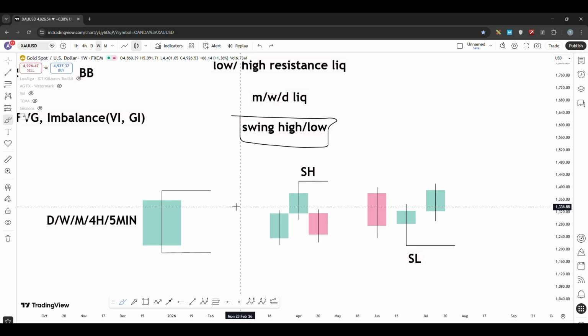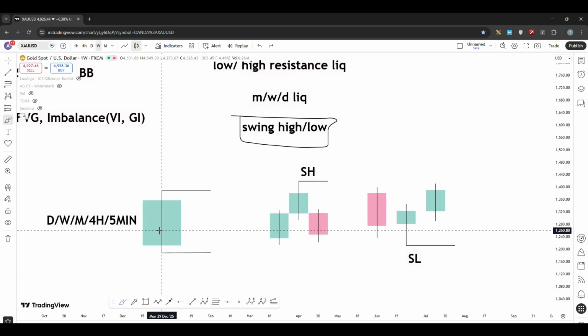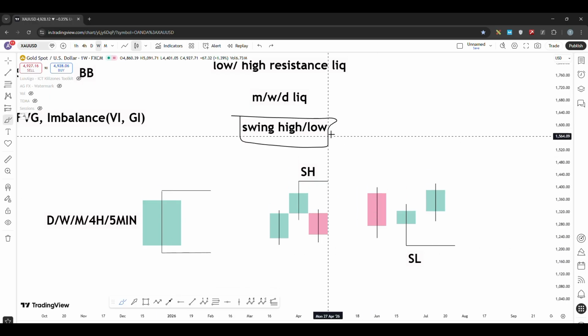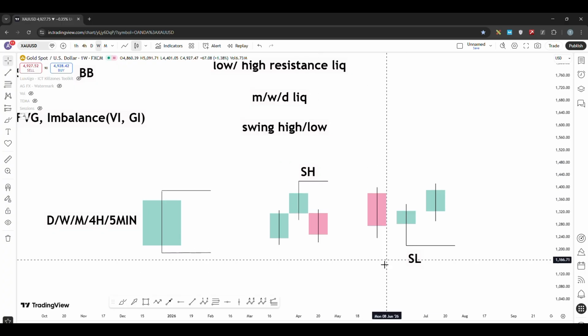Obviously, different traders have different systems of trading. Some people also use the previous day high low, previous week high low. These things also matter, but what we'll be studying in this course, mostly we will be focusing on the swing highs and the swing lows.